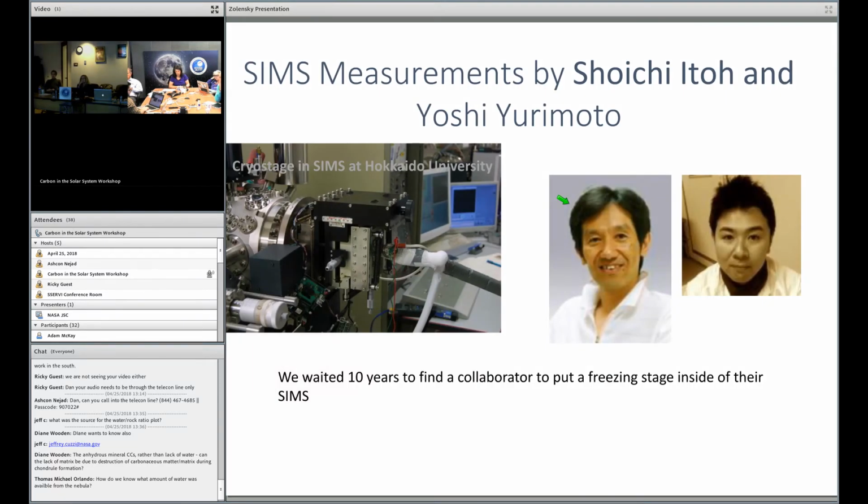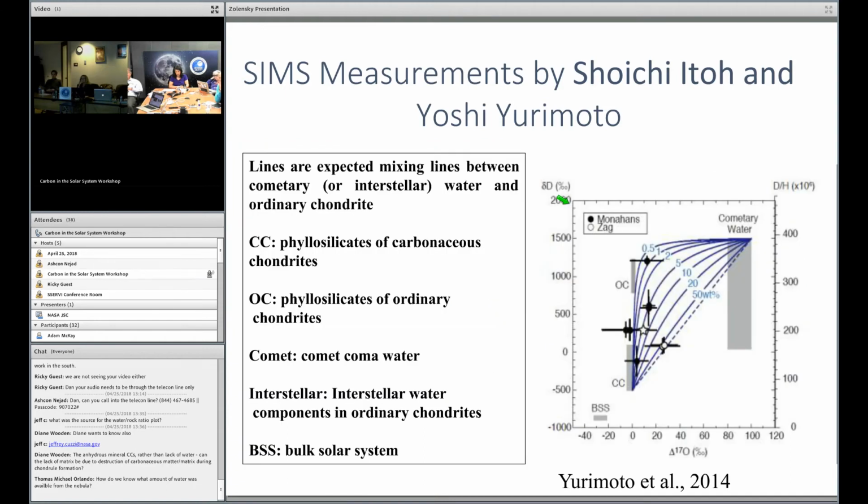Go on. Okay, so years later, Ito-san and Yamamoto-san measured oxygen and hydrogen isotopes of pre-selected fluid inclusions in these halites, and they found that the analyses could be explained by a mixture of carbonaceous chondrite water and cometary coma water, if that's what you want to do. Basically, it was nothing we've seen before. These are individual analyses of individual fluid inclusions. It's a miracle these are measured.